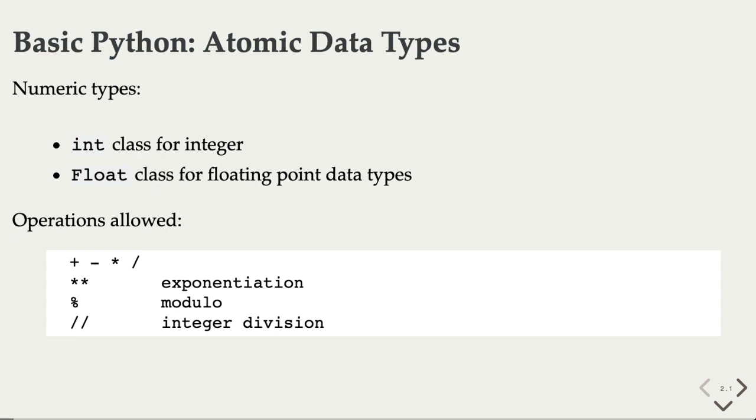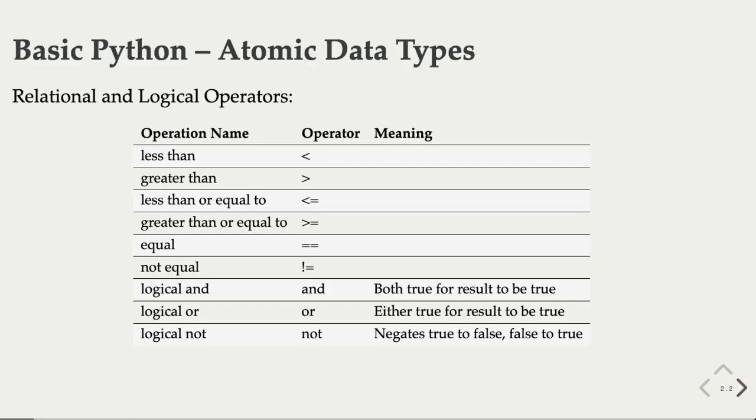There are built-in atomic data types or classes in Python. Numeric types such as int and float can be computed with operators such as division, exponentiation, modular, among others. Numeric values are ordinal data, and you can use relational operators such as less than or greater than to evaluate and compare different values. The result of a relational expression is either true or false, a Boolean type.